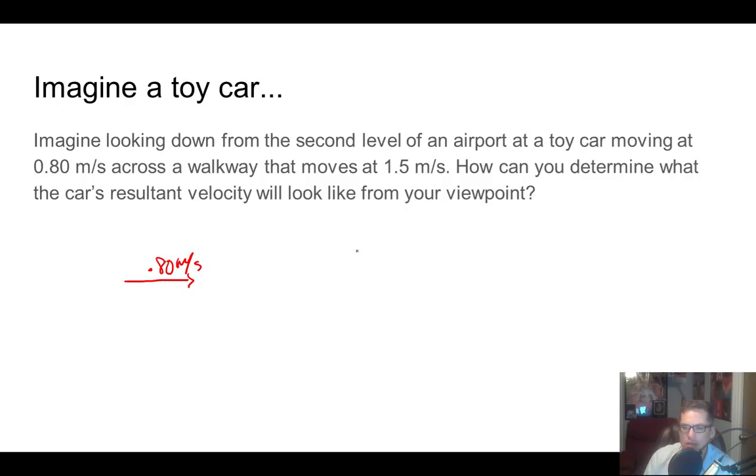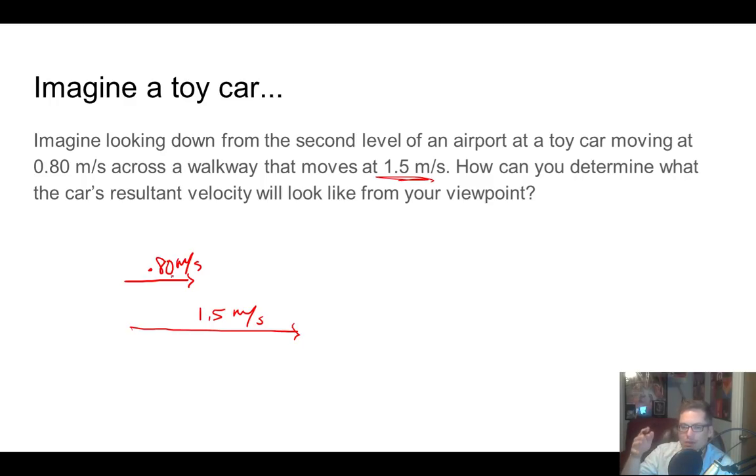And then he's got another walkway. The walkway it's on is moving at 1.5 meters per second. Notice that their signs are the same. They're both positive. That means they're going in the same direction. So we're going this way, and this is 1.5 meters per second. Now notice that I drew this line roughly twice as big as the 0.8, and that's because the magnitude is about twice as big. Remember, the length of our vector represents the magnitude. So we have 0.8 meters per second and 1.5 meters per second. It's about twice as big, so it needs to be about twice as long.